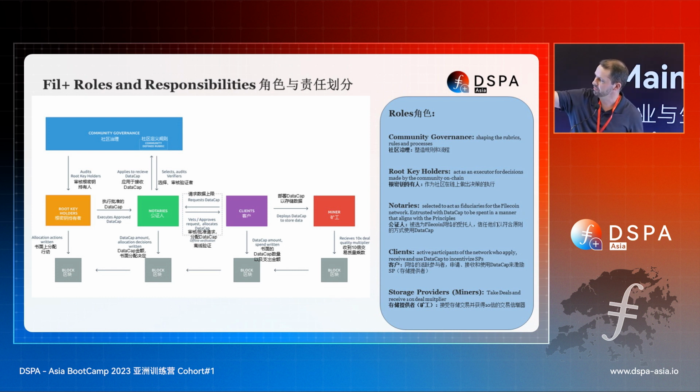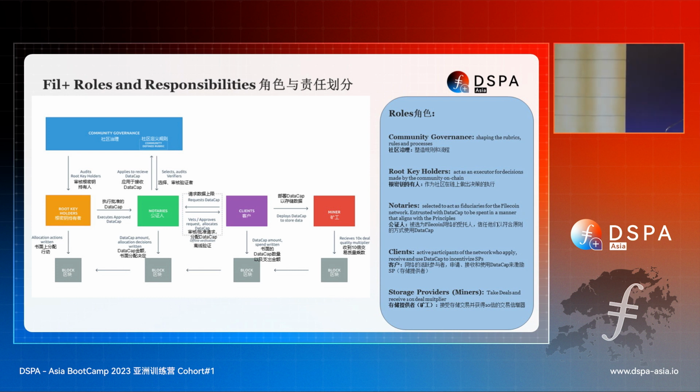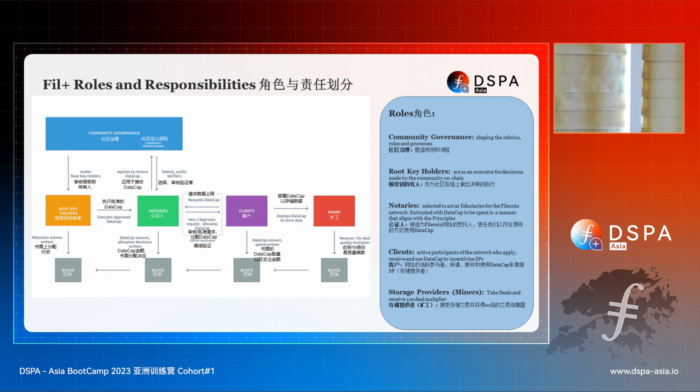So starting from the left to the right in the orange, root key holder. The only thing you really need to know about root key holder is that they provide the data cap that is used in the network. So they are the main source for approving data cap allowances. And they give data cap to notaries.